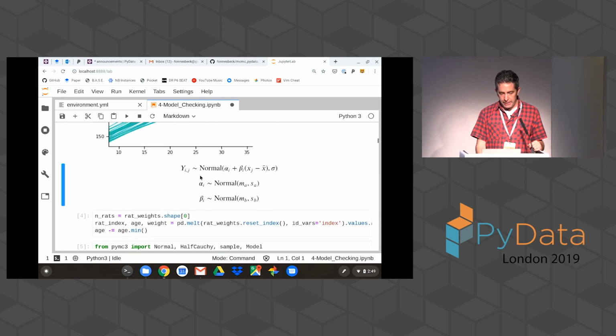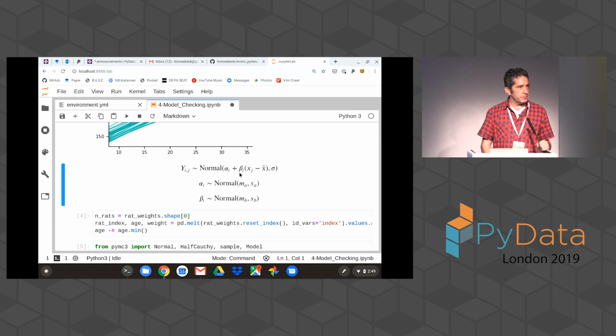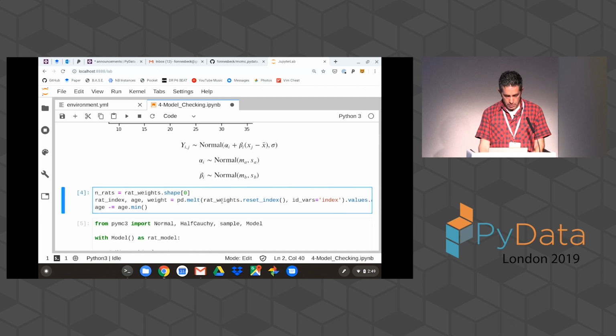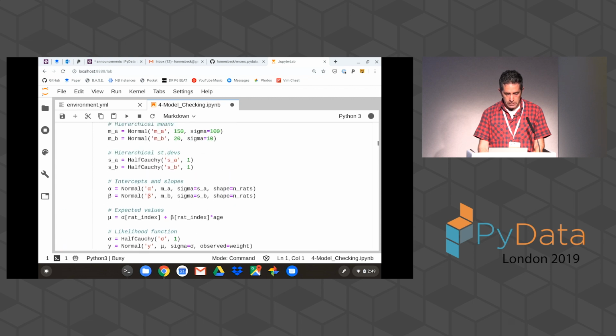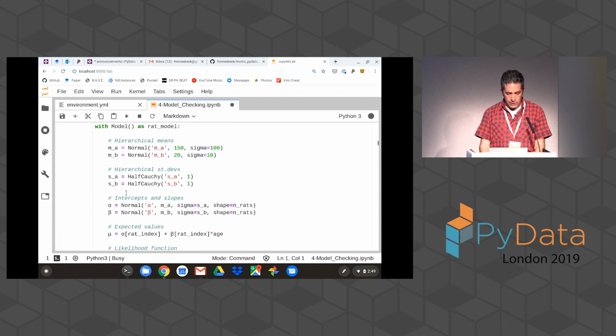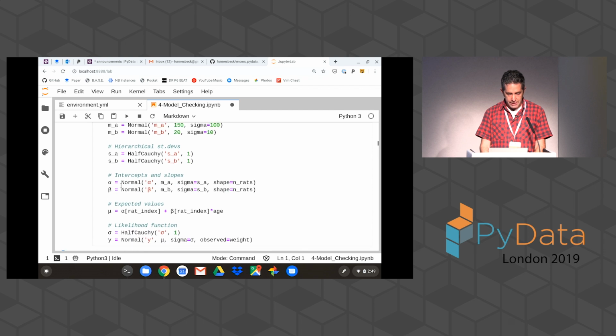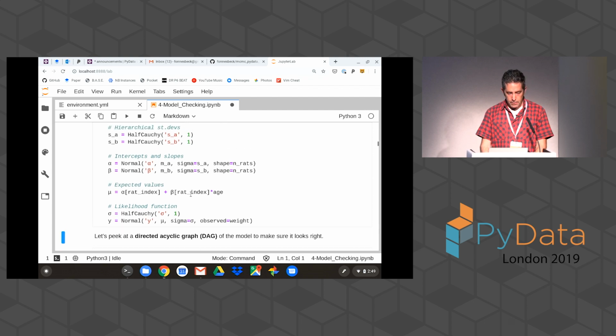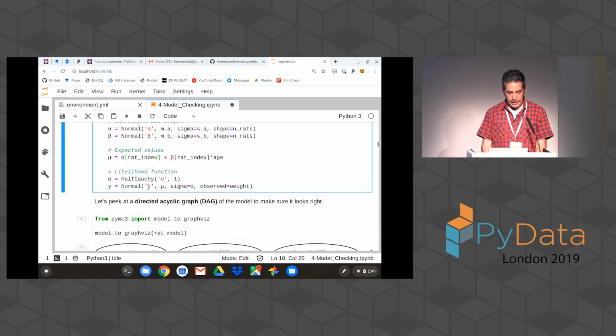So the model looks like this. The weight is a linear model, but you notice that the alphas and the betas are subscripted here. Each rat's intercept and slope is drawn from a normal distribution with some population mean and standard deviation for both, okay? All right, so here's the model. There are the hierarchical means, there are the hierarchical standard deviations. You can see these normals aren't priors, these are models of the variation in initial weight and growth rate. Then we calculate an expected value, so each rat gets its own values indexed, and then our likelihood function is normal.